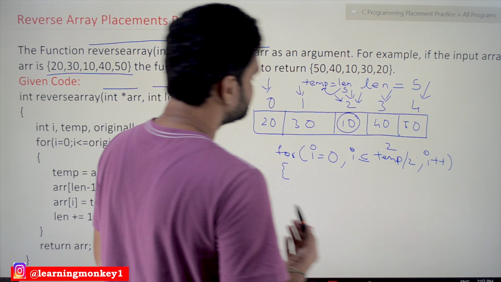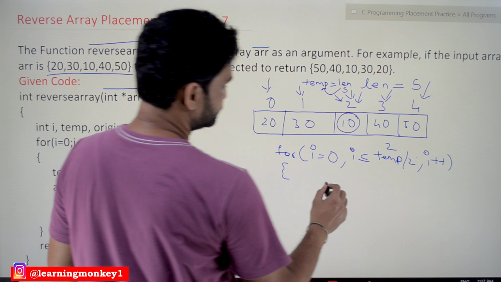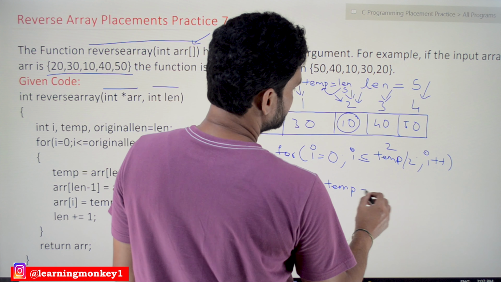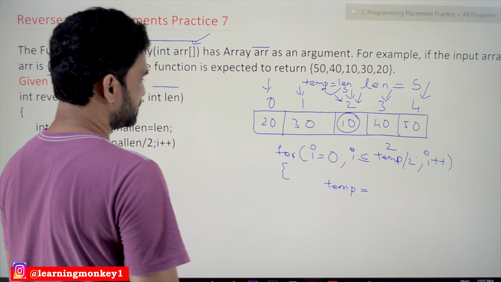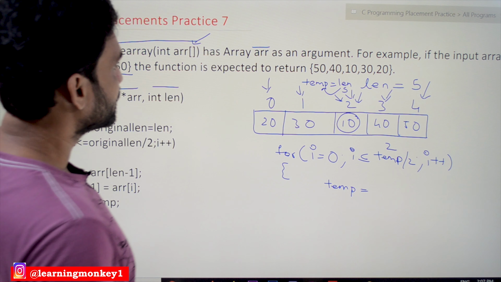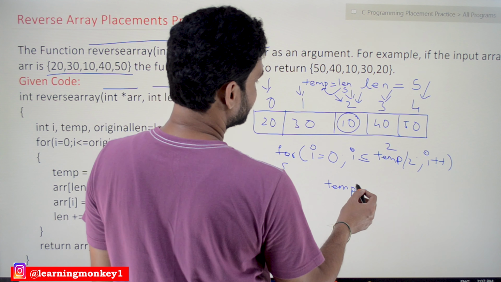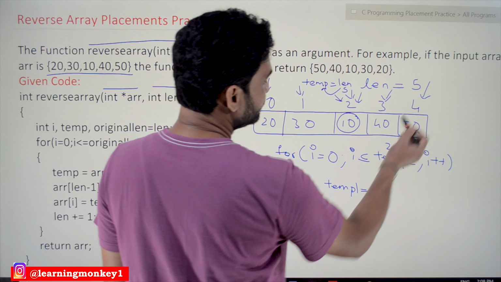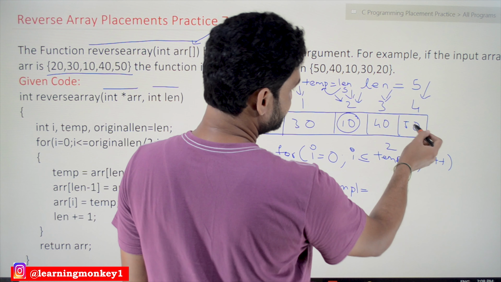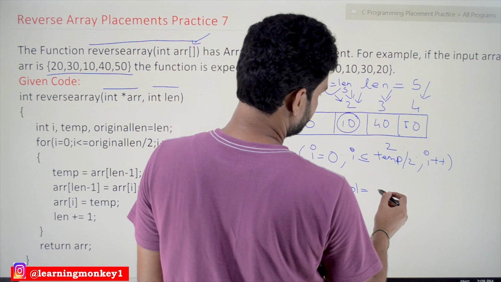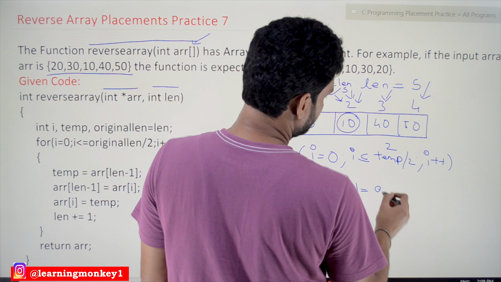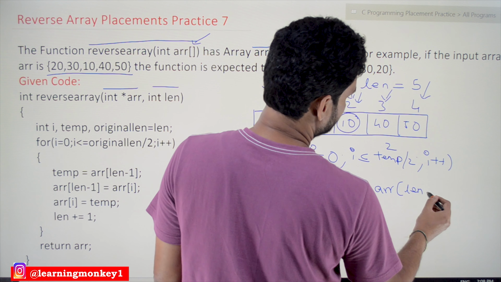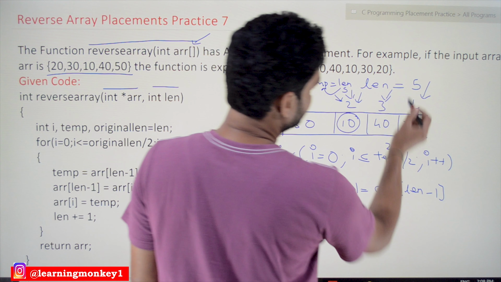Now how to write the logic? Initially we'll take another variable called temp1. In this we will store this element, 50. So it is going to be array of len minus 1, length minus 1. What is the value of length? It is 5.